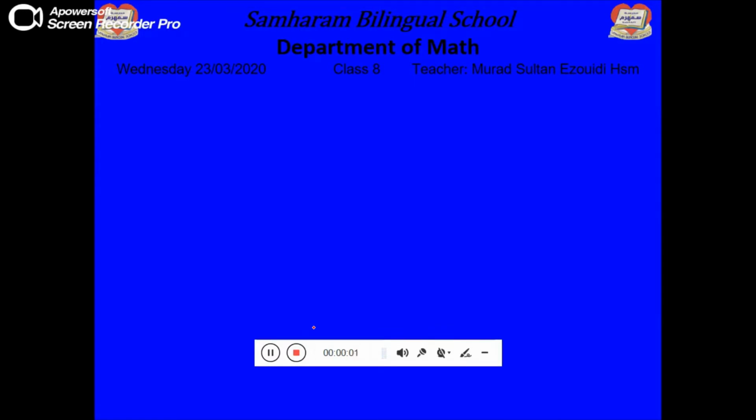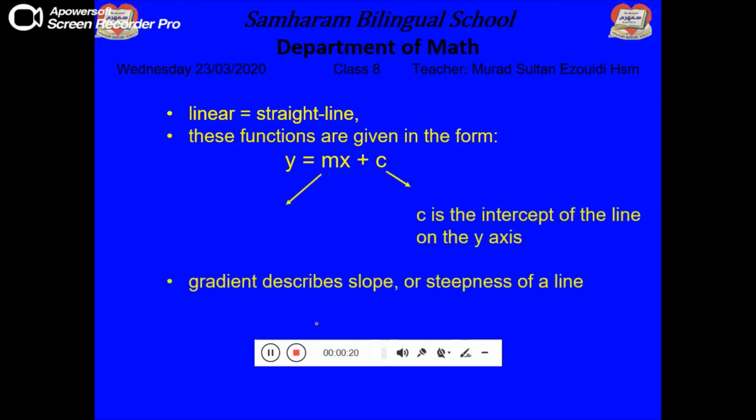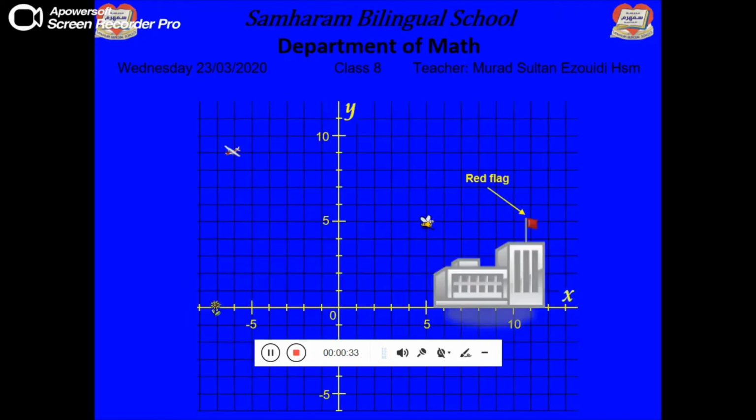So, my kids, we said that a linear equation is a straight line. Any function given in the form y equal mx plus c is a straight line, where m denotes the gradient and c denotes the y-intercept. The gradient also describes the slope or steepness of a line, and lines which are parallel always have the same gradient.